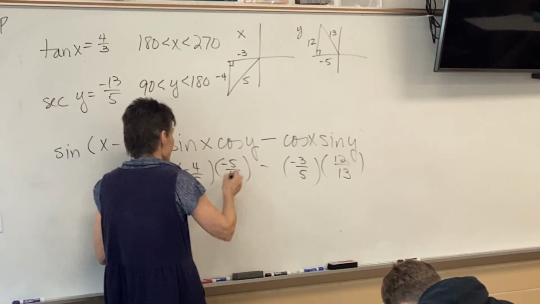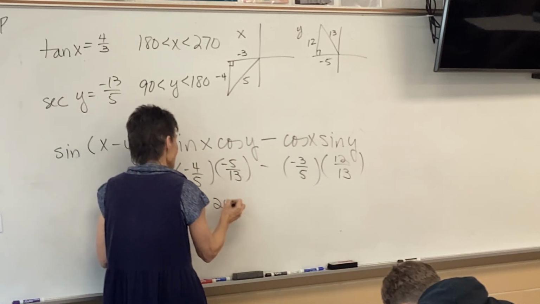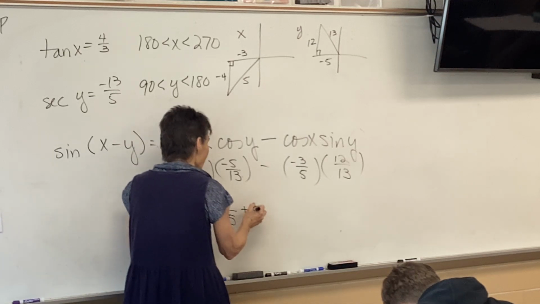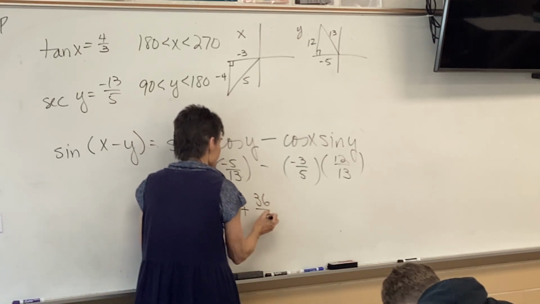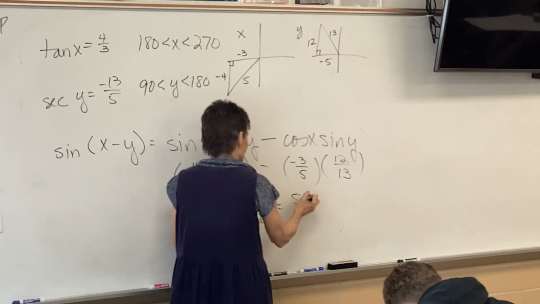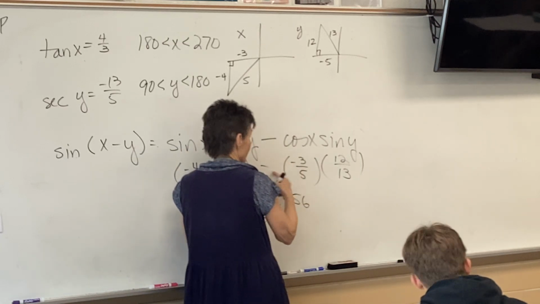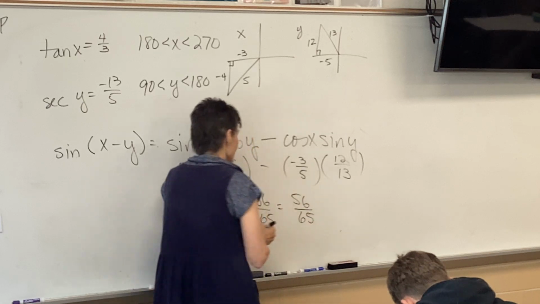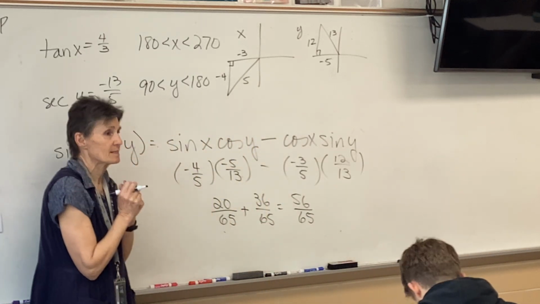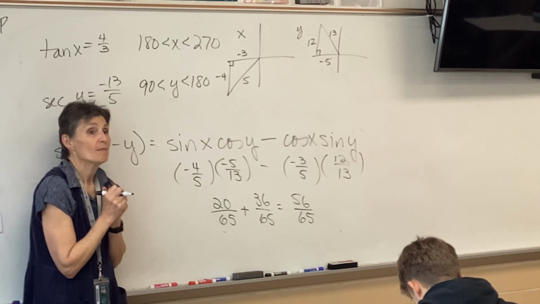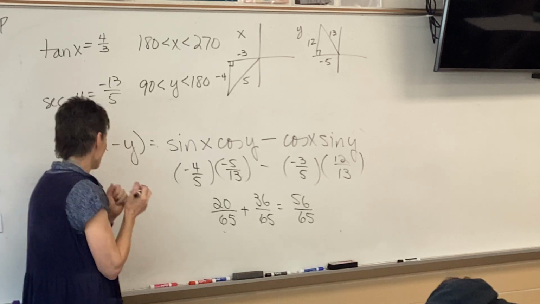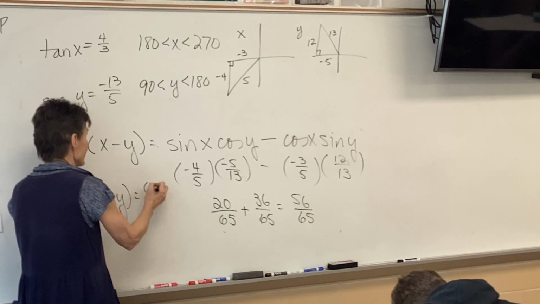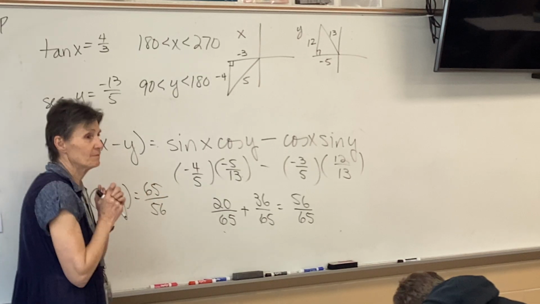So multiplying gives me 20/65 plus 36/65. So it's minus it. So it is minus, but it's negative. So did you get 56/65? That's the sine. So the cosecant will be 65/56.